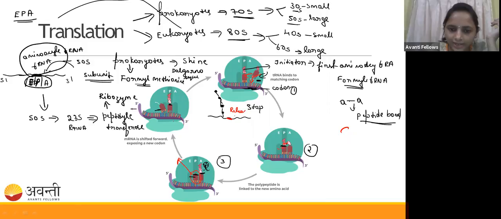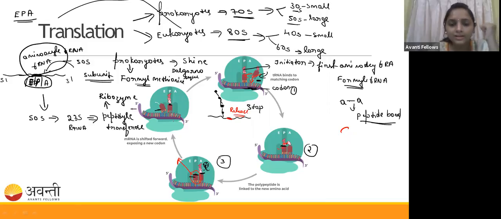Release factor will arise here, and that will remove both the subunits. So that is both the subunits of the ribosome now. Okay, now it is like this, right? So the mRNA is going through this now, right? So now what will happen? Release factor will come and it will remove both the subunits of the ribosome now.